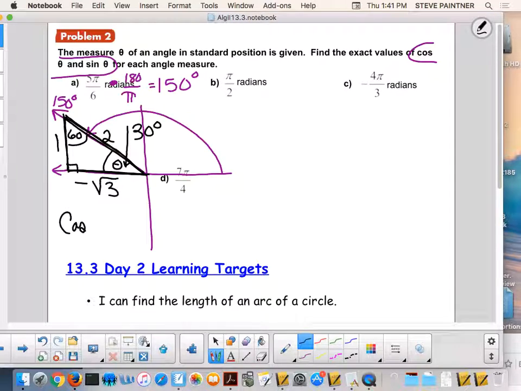What's cosine of 5/6 pi? Well, cosine is what over what? Adjacent over hypotenuse. Which one's the adjacent side? Negative square root of 3 over the hypotenuse, 2. There it is. We got it. Do sine. Sine of 5 pi over 6, which we already drew. It's 150. What is it? Opposite over hypotenuse. 1, 2. 1/2.